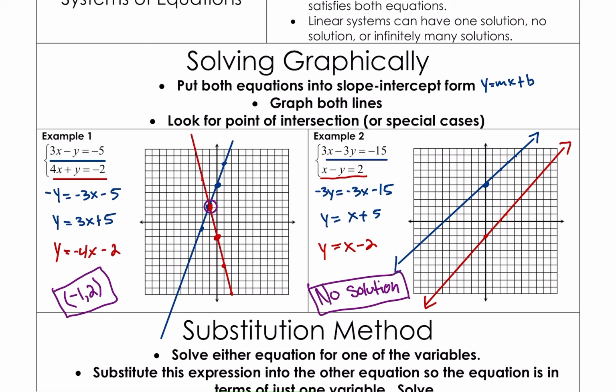Now, the only other case that we could have on the graph is when I plot my first line, I end up with my second line right on top of that first line. In that case, every single point is an intersection, or in other words, we have infinitely many solutions. So that's what infinitely many solutions would look like. It's just one straight line, they overlap each other. So that's the first way to solve these.